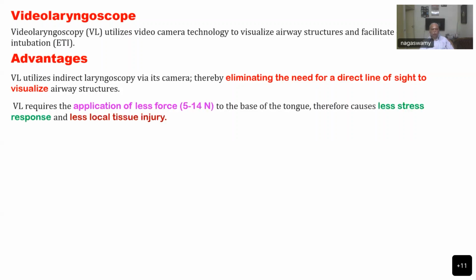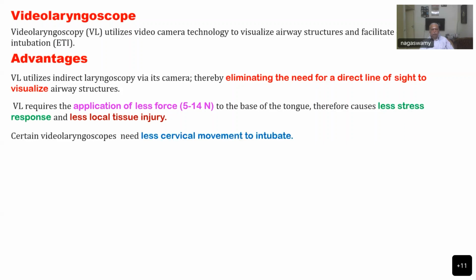And video laryngoscopy requires the application of less force, only 5 to 14 newtons on the base of the tongue, therefore causing less stress response and less local tissue injury. This is the second advantage.